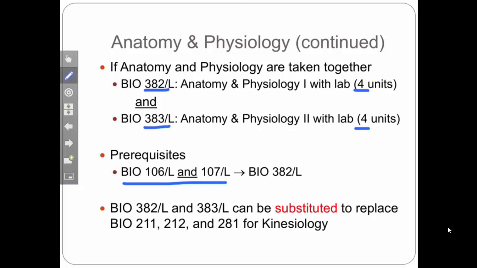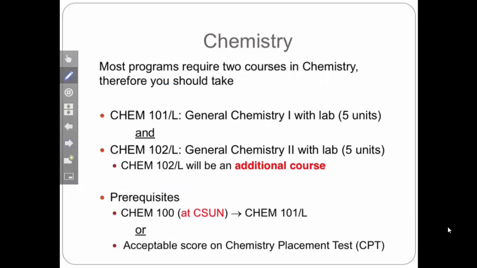382 and 383 are not required for the degree in kinesiology. However, if you decide to take them, they can be substituted to replace the requirement of 211, 212, and 281. Please contact the undergraduate program coordinator in the Department of Kinesiology to request such a substitution.